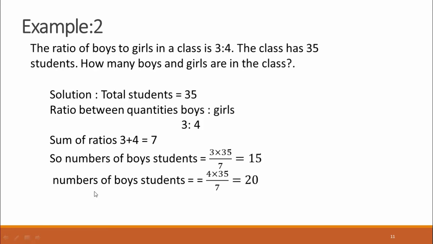Now the number of girl students. In the sum of the ratio, which is 7, the ratio for the girl students is 4. So we can write 4 multiplied by 35 divided by 7. 7 into 35 is 5, and 5 times 4 is 20. So there are 15 boys in the class and 20 girls in the class, and we can verify our result by adding these two numbers. 15 plus 20 is equal to 35, and 35 is the total number of students in the class. So the result is correct.